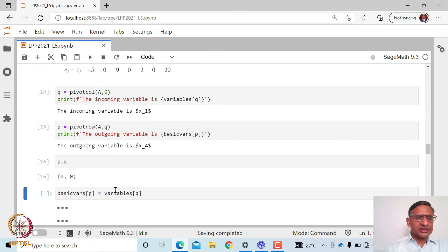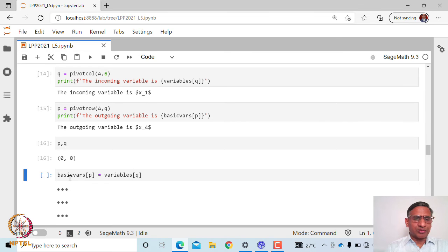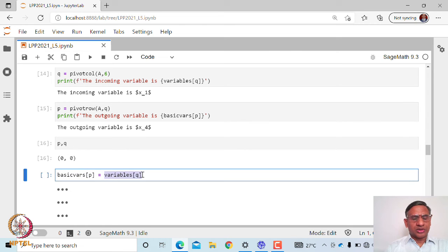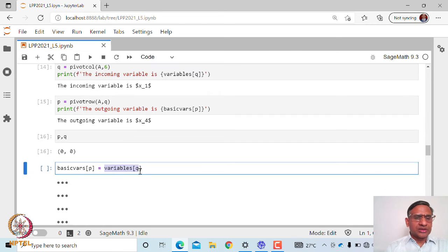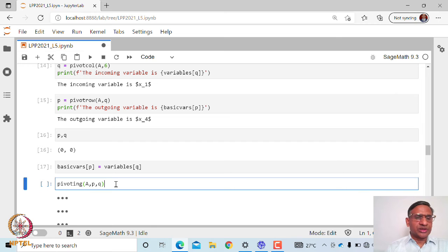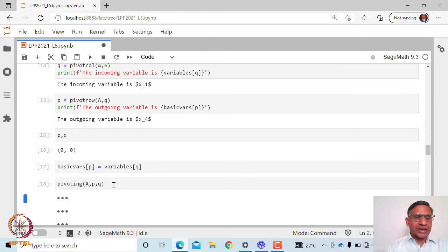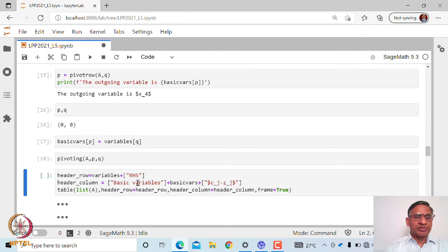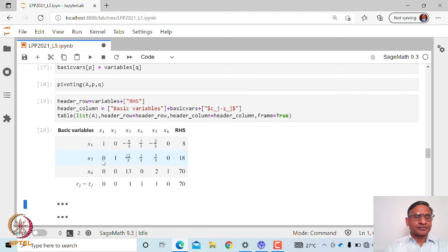Right, now let us again update the basic variables. So the Pth basic variable will now be replaced by the Qth non-basic variable, right? So let me execute this, and then the next step is to pivot this A again. I call this pivoting, P comma A, P comma Q, and then create the simplex table. When you create the simplex table, this is what you get, right?